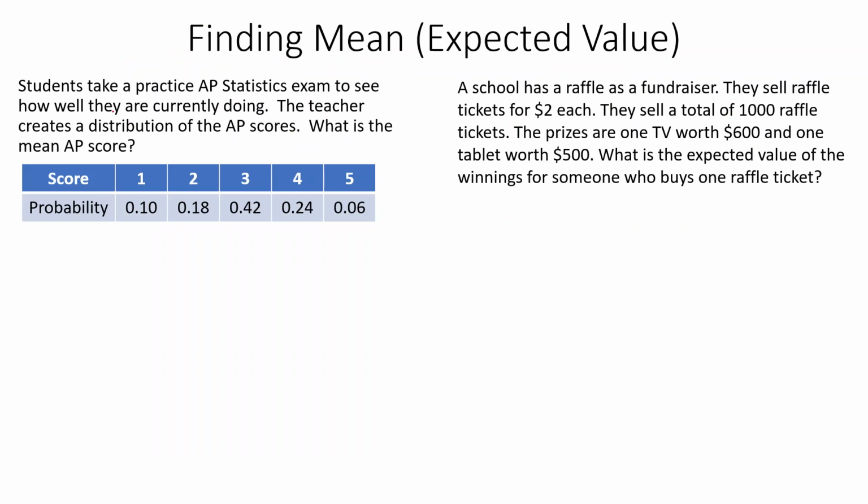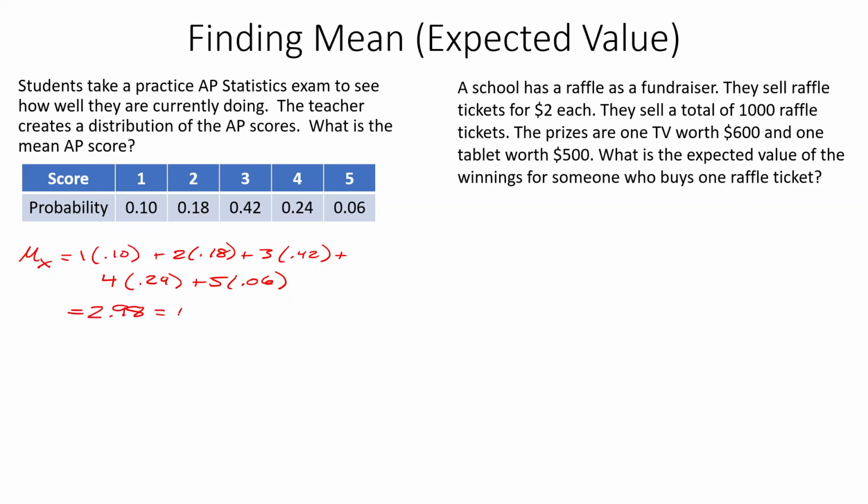All right, so some examples. We've got a practice AP statistics exam, and we got each of these scores, 1 through 5, and we got the probability of getting each score. So if we want to find the mean, the mean score would equal 1 times 0.10 plus 2 times 0.18 plus 3 times 0.42 plus, I'm running out of room here, 4 times 0.24 plus 5 times 0.06. And I believe if we multiply each one of those and add them up, we get 2.98. And that is also the expected value of x.